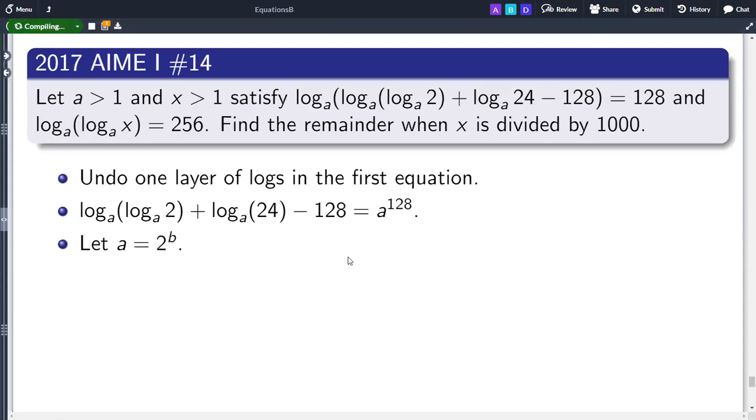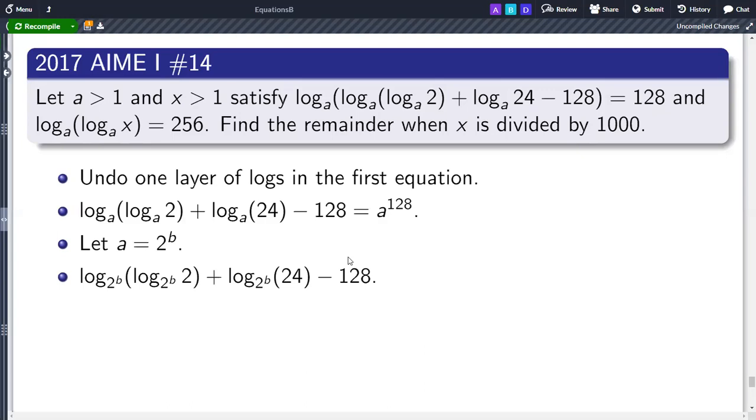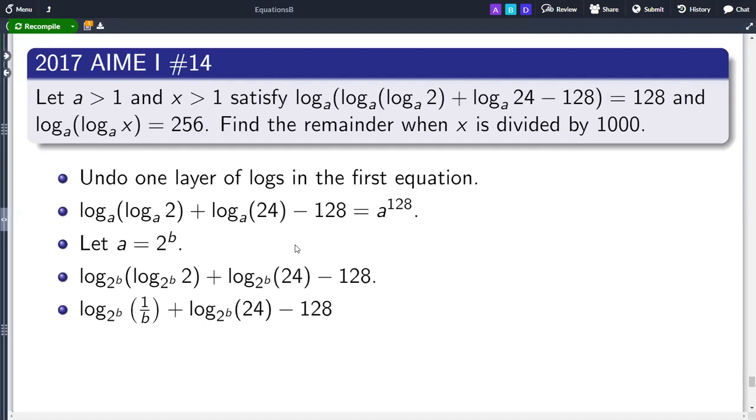And put this into the second log. Now this is a little bit ugly. We can clean this up by using our logarithm properties. So instead of using a log base 2 to the b, we can try to rewrite it with a log base 2. So for the first bullet, we use log base 2b of 2 is 1 over b. And then we combine everything into one single log base 2b, which is log base a. And now we know that this has to equal a to the 128th power.